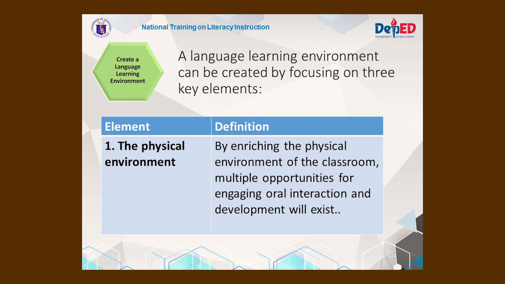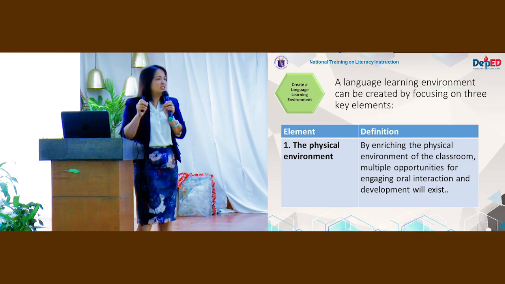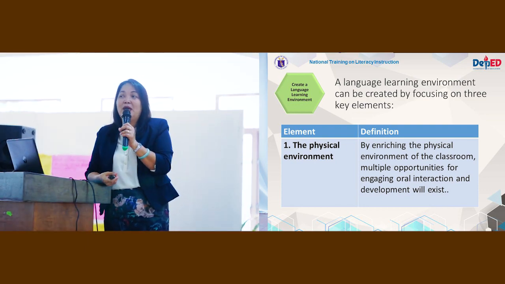Number 1 would be the physical environment. Remember, in ELLN, there's much weight that we give in the development of a classroom culture, a classroom environment, okay, that is supportive of the language learning. By enriching the physical environment of the classroom, multiple opportunities for engaging oral interaction and development will exist. So, the displays that you put in the classrooms, the posters and the pictures, the toys, anything that you put in the classroom, creative areas, library, okay, for children's books. We can also have listening corners and conversation stations.